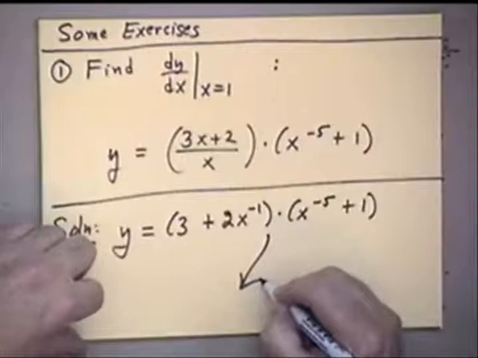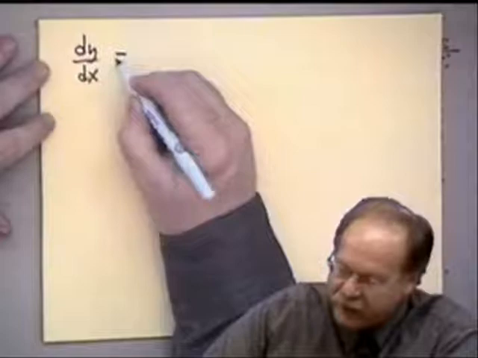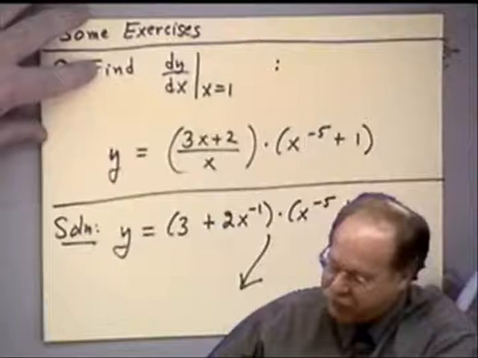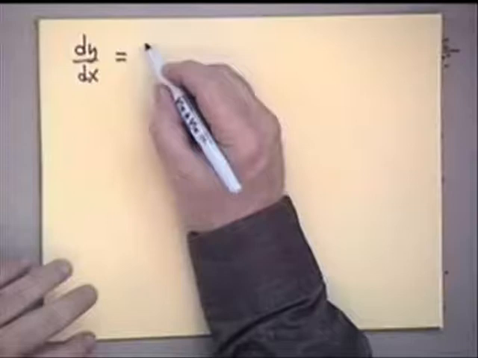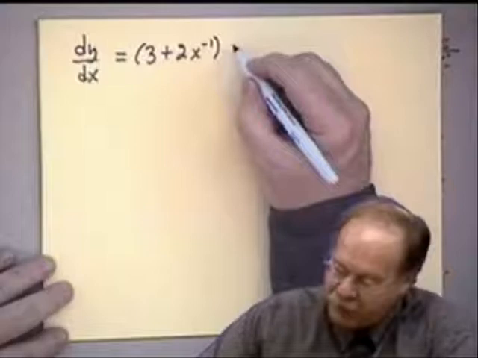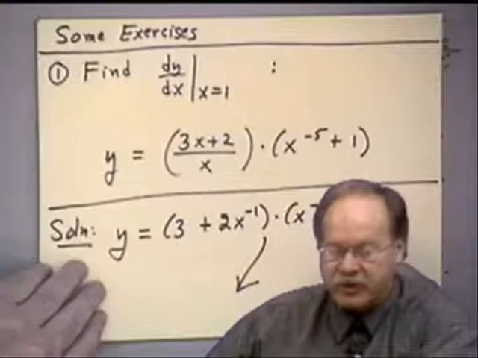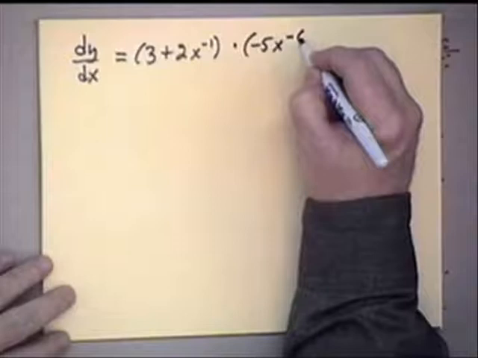So dy dx, which is what I want to get first, is going to be the derivative of the product rule, the derivative of this product. Here's that product again. So the first thing I do, we'll leave this first expression alone. That is 3 plus 2 times x to the minus 1 power. And then I will multiply by the derivative of the second expression, which is minus 5 times x to the minus 6 plus a 0, because the derivative of 1 is 0.